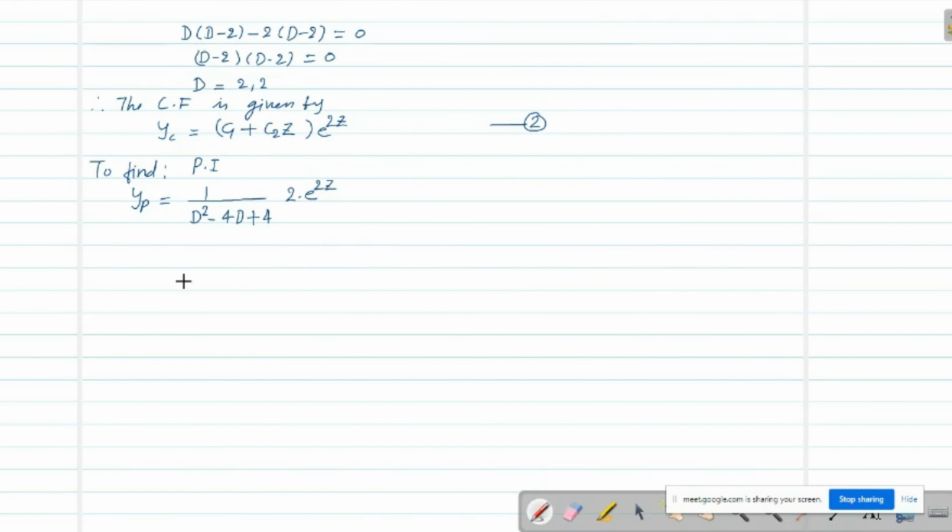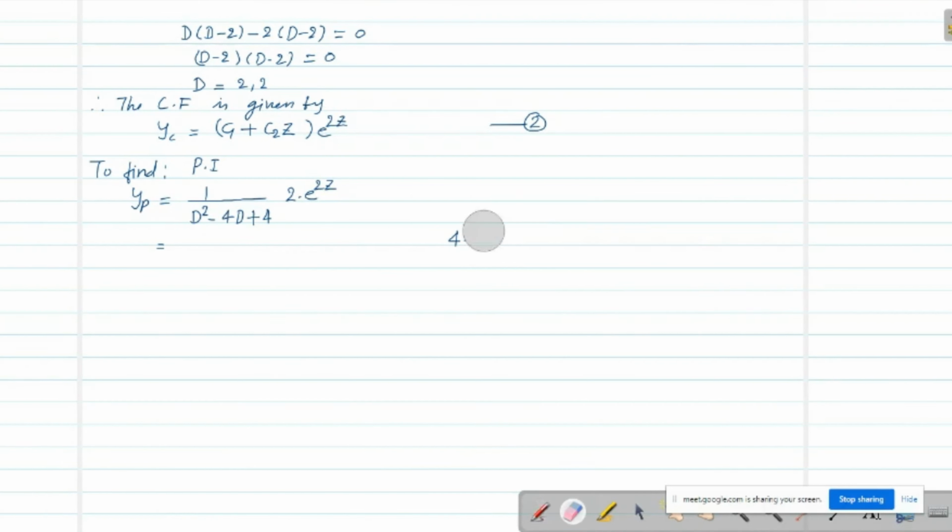Okay, now which method will you apply? Just the general method, because there is an exponential function. Just the standard method, not the general method. So here we will apply the standard method. Okay, just check whether it is 0 or not. If I put 2 here, this gives 2 to the 4 minus 4 times 2, that is 8, and plus 4. 4 minus 8, plus 4 is 0, which means you cannot put it directly.